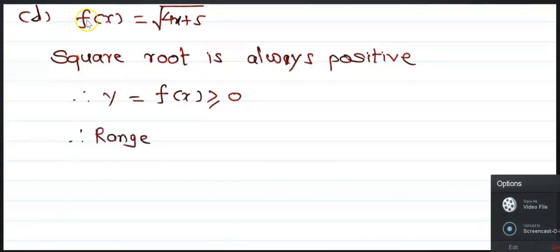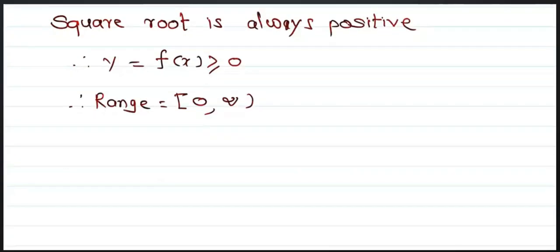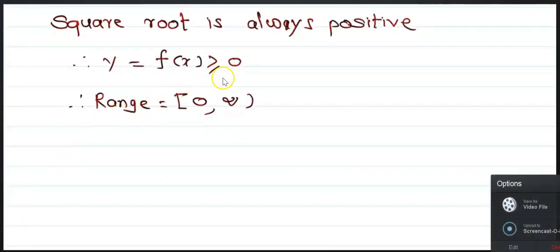Therefore, if f of x is equal to y, then y is equal to the square root of 4x + 5. Therefore, the value of y is always greater than or equal to 0. What is the range? The range is always from 0 to infinity.